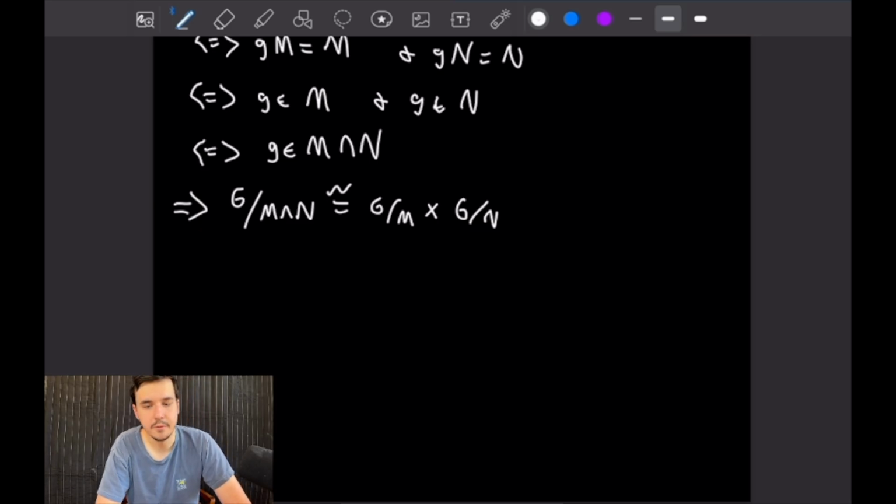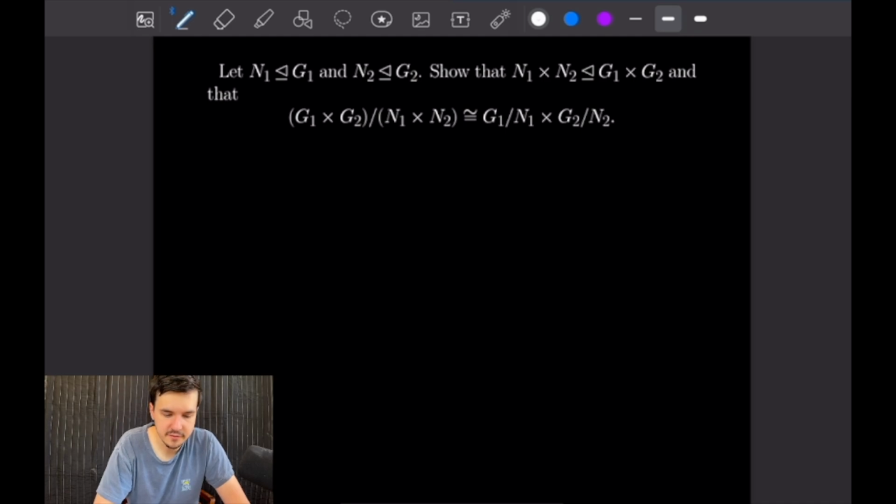So let's go ahead and get into our next one. For this problem, we want to let N1 be normal in G1 and N2 be normal in G2. And we want to show that N1 cross N2 is normal in G1 cross G2, and also that G1 cross G2 mod N1 cross N2 is isomorphic to G1 mod N1 cross G2 mod N2. Great, so let's go ahead and prove this first thing first, and then we can get into using our isomorphism theorems to take care of the second part.